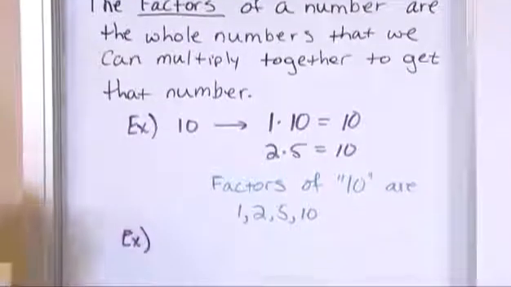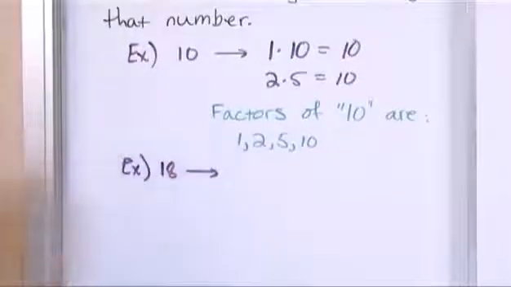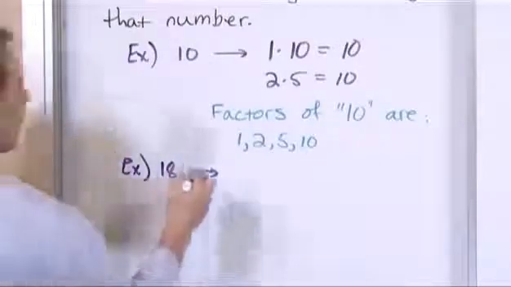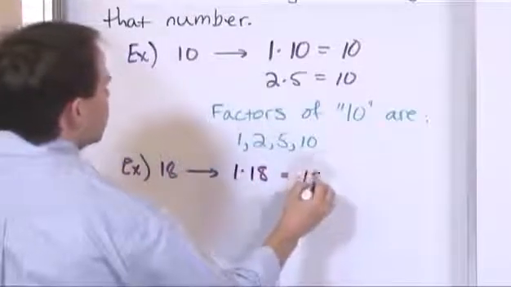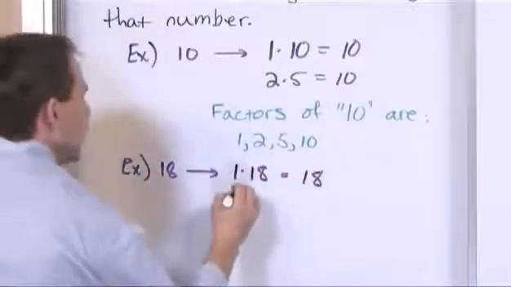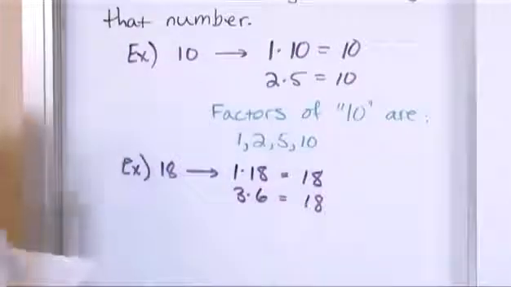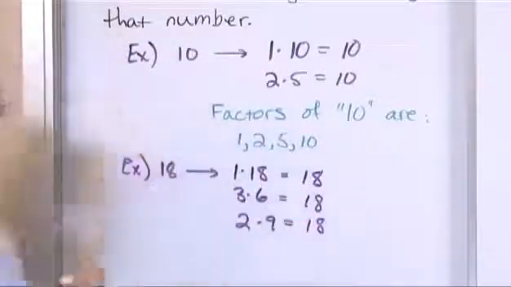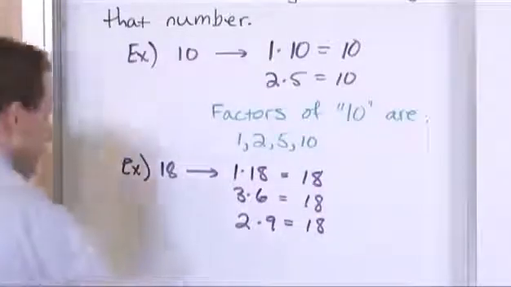Something that would have a few more factors. The number 18. Nice, simple number. You shouldn't be too scared of that. Well, let's start talking about what times what can equal 18. Well, we know that 1 times 18 can equal 18, right? We know that 3 times 6 can equal 18. And we know that 2 times 9 can equal 18. So we have a lot of numbers that can be multiplied together to equal 18.